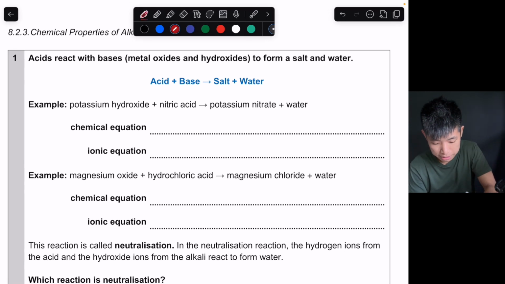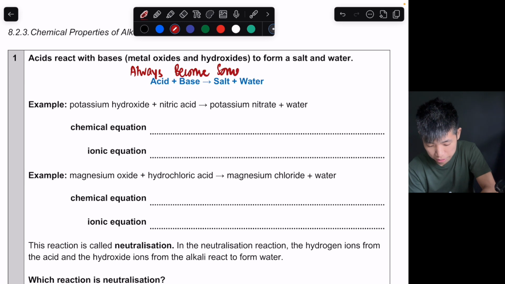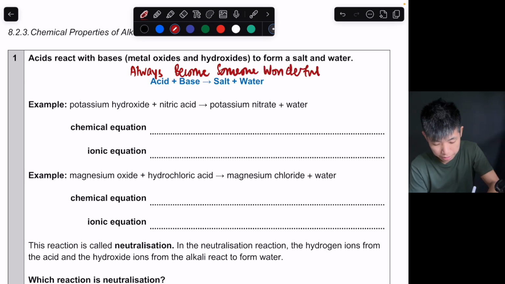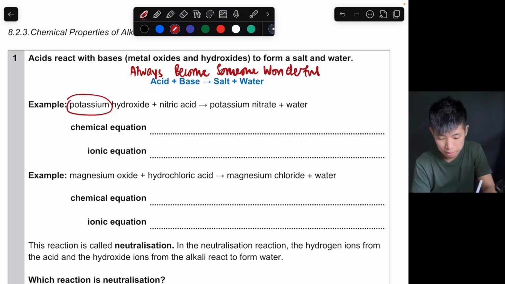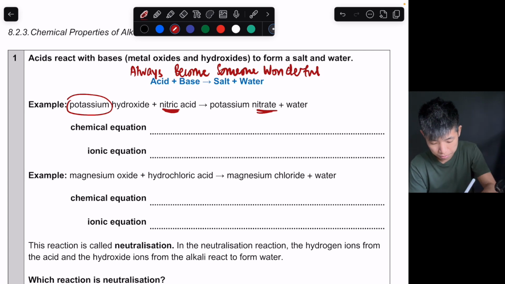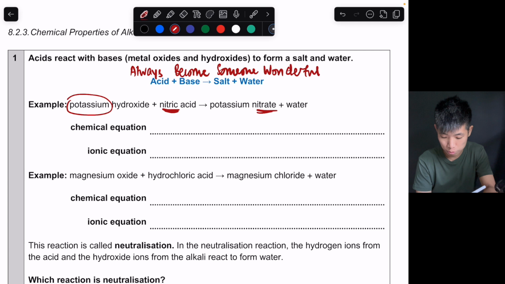One way you can remember is to use the acronym: always become someone wonderful. The cation comes from the metal hydroxide, and the anion depends on the acid. So if you use potassium hydroxide, you have potassium something, and nitric acid will give something nitrate. Pause the video, you may want to try to write the two equations over here together with the ionic equations, and I'll go through that with you in a while.